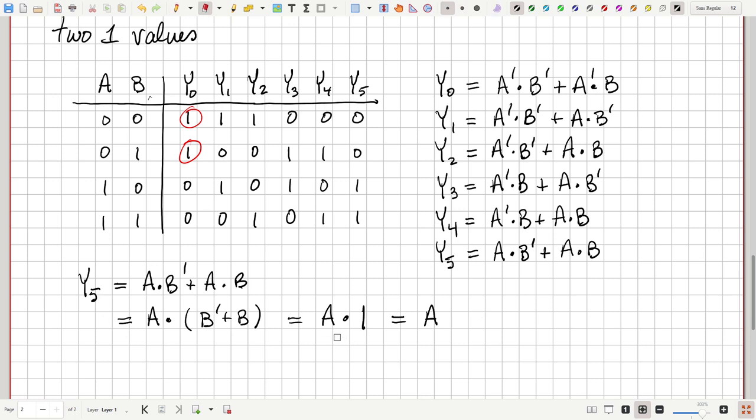That's true when A is true. If A is 1, then 1 and 1 is true. If A is 0, 0 and 1 is false. All right, so that's a great simplification. So Y5 is just the function A, which is really a one contact function. It tells you that the B contact, the B switch, has no effect on that circuit. You can implement the circuit simply by Y5 is equal to A. It can be implemented as a one contact circuit.